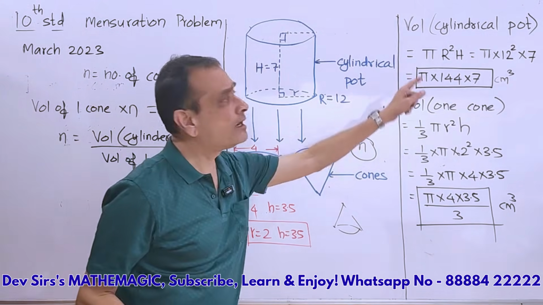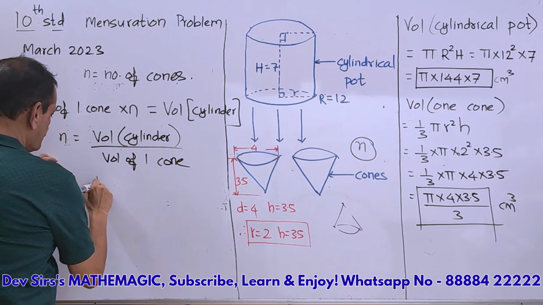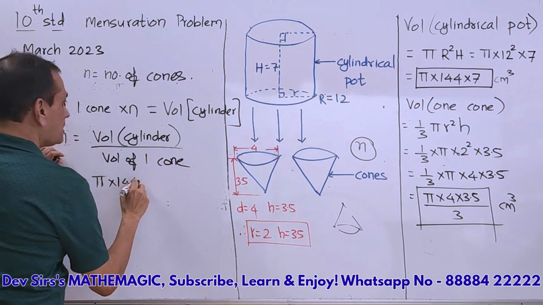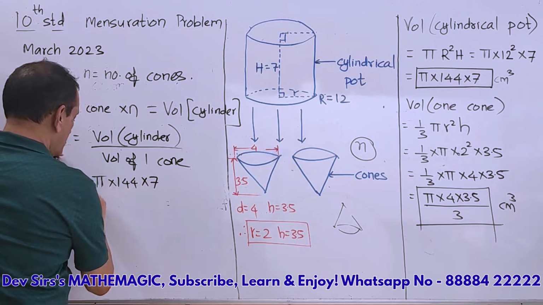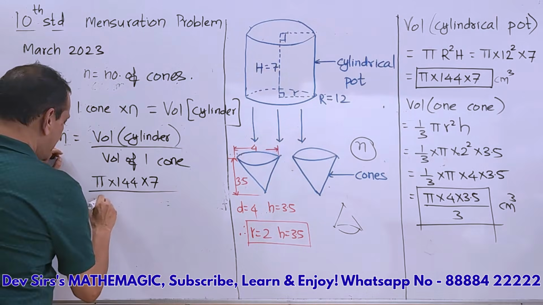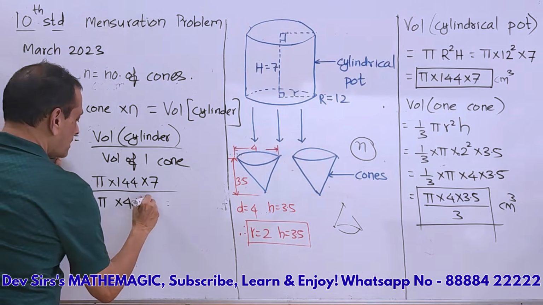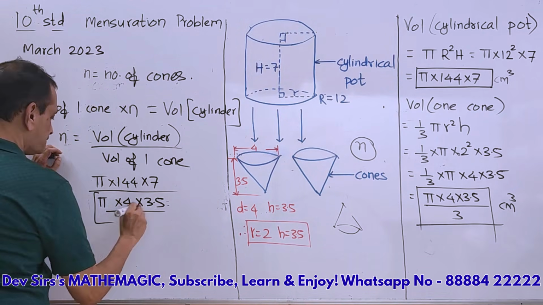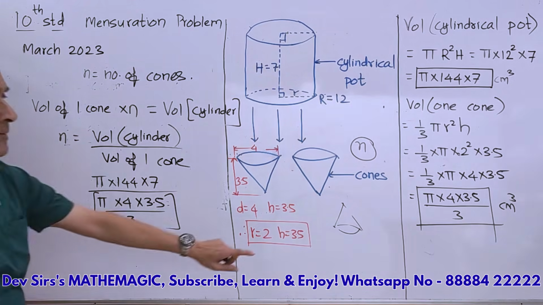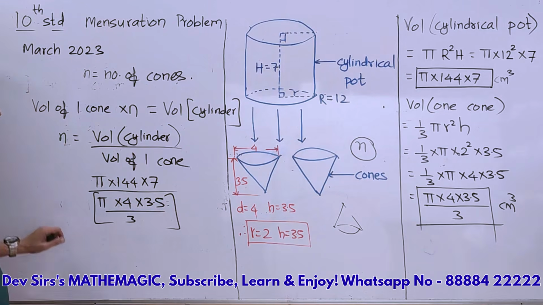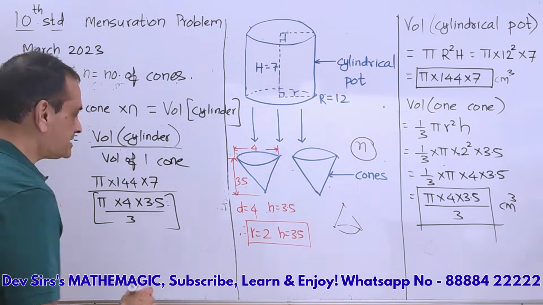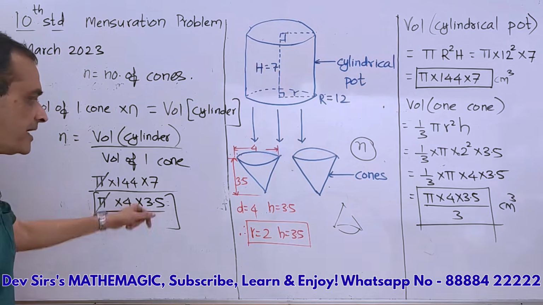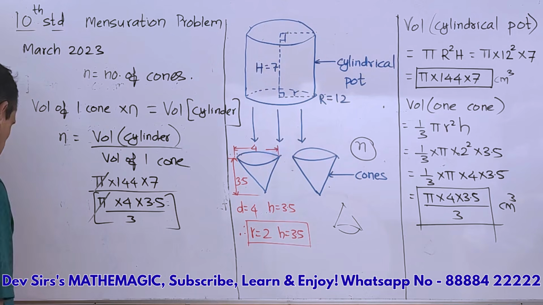Volume of the cylindrical pot is pi into 144 into 7, upon pi into 4 into 3.5 upon 3. That one comes here. See now the advantage of keeping pi as it is. So how do we simplify this? Let's see.